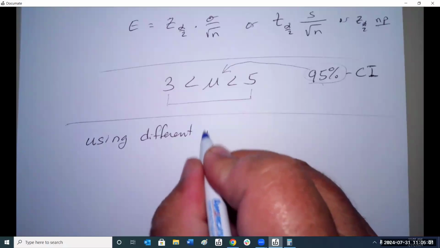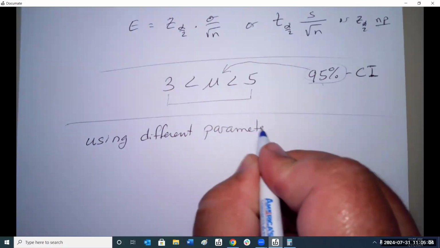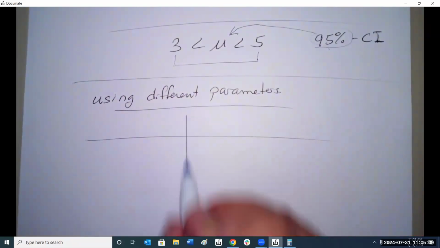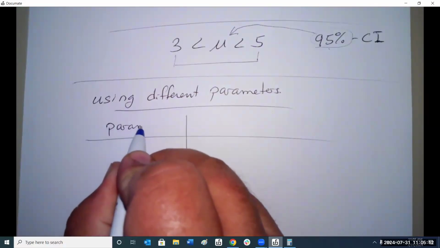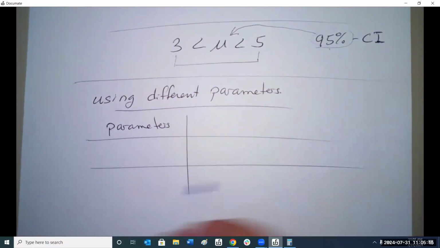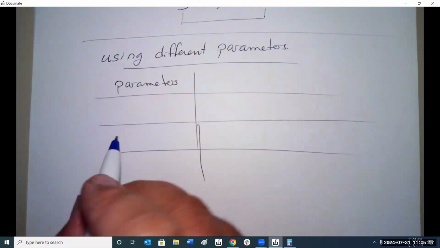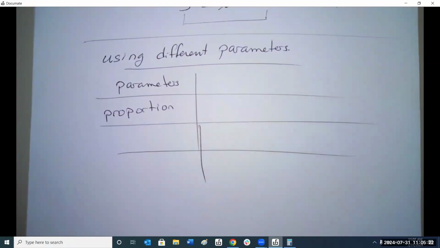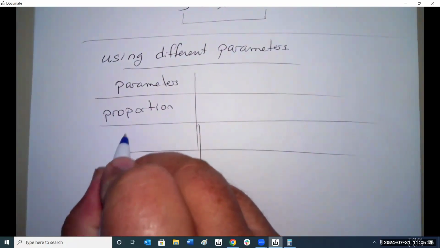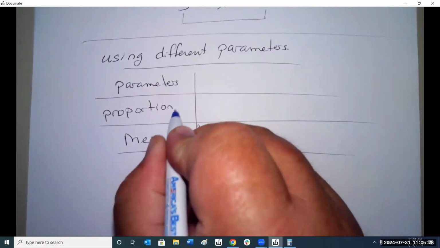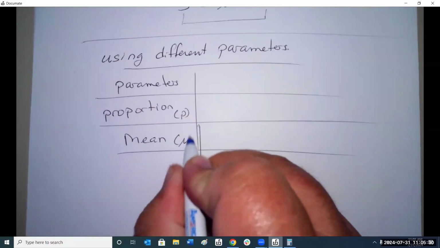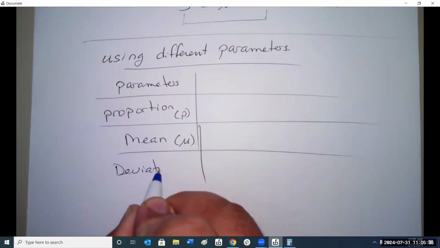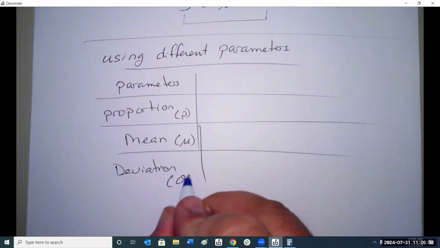Using different parameters. Here's our parameters. We have proportions. We have the mean value. This is P, this is mu, and we have the deviation, which is the rho.